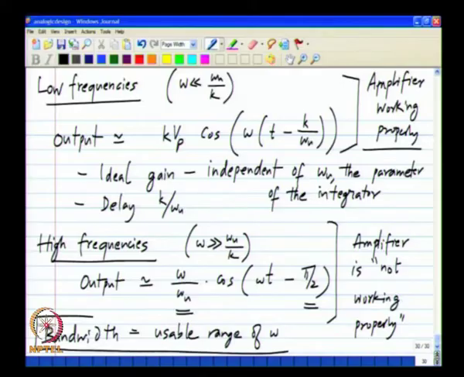Okay. And for this particular case it is equal to omega u divided by k. Now, just like in the time domain, where we analyzed the response and saw that if you use an integrator with a higher value of omega u, that is a faster integrator, it will reach steady state faster. Similarly, here if you have a faster integrator, with a higher value of omega u, the amplifier will be usable for a wider range of frequencies.